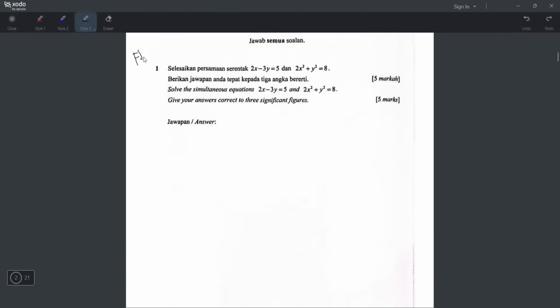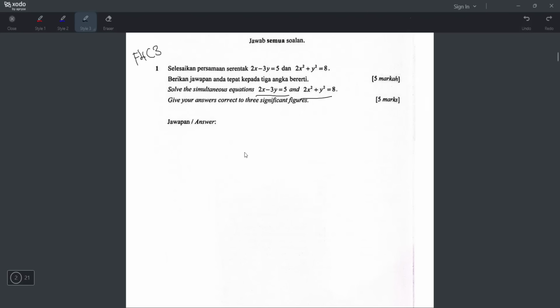This one is form 4 chapter 3. Dalam bahasa Melayu, sistem persamaan, or in English, system of equation. So let's see. Solve the simultaneous equation 2x minus 3y equals 5, 2x squared plus y squared equals 8. Give your answer correct to three significant figures.